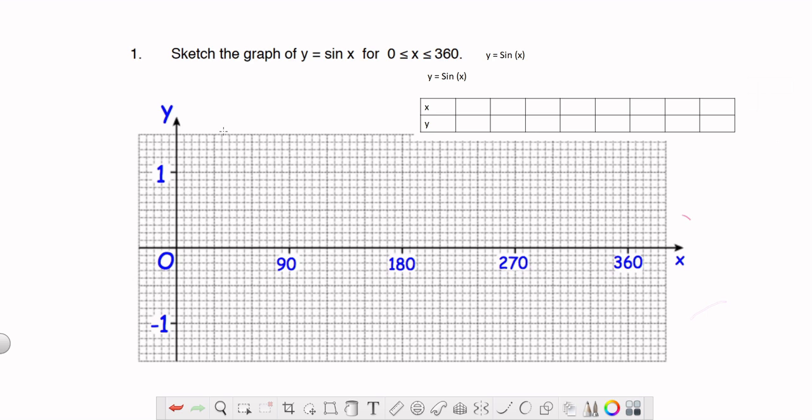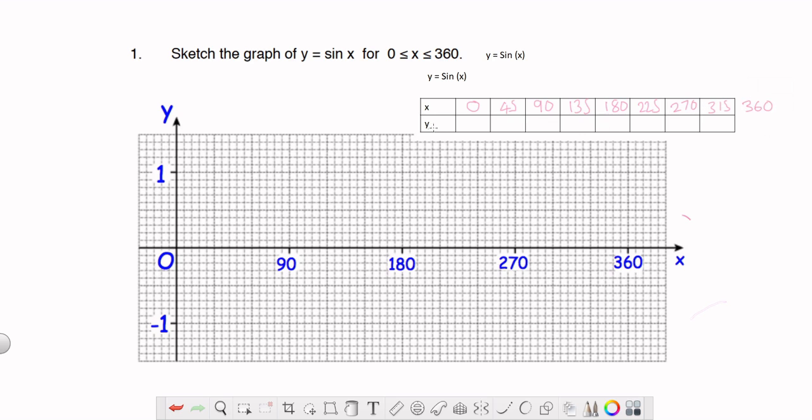So in my table, I'll have 0, 45, 90. As you can see, I'm going up in multiples of 45. This is for the x-axis. Add another 45. Add another 45. Next one, add another 45. Running that's basic, right? Add another 45. I'll fit one more in, 360.